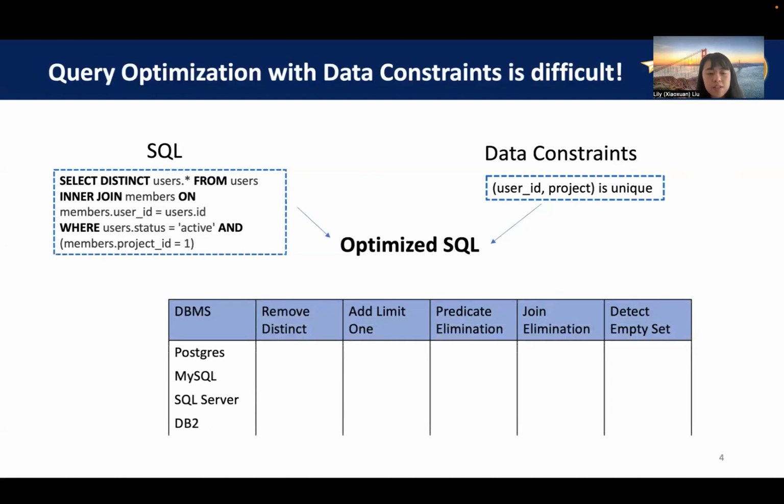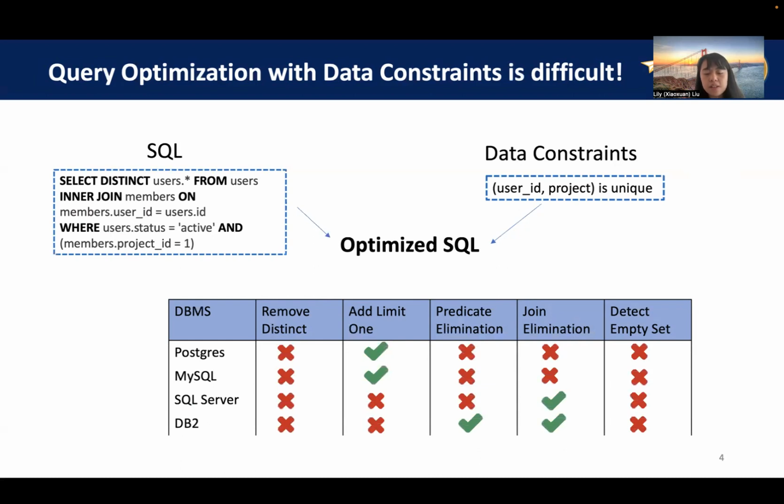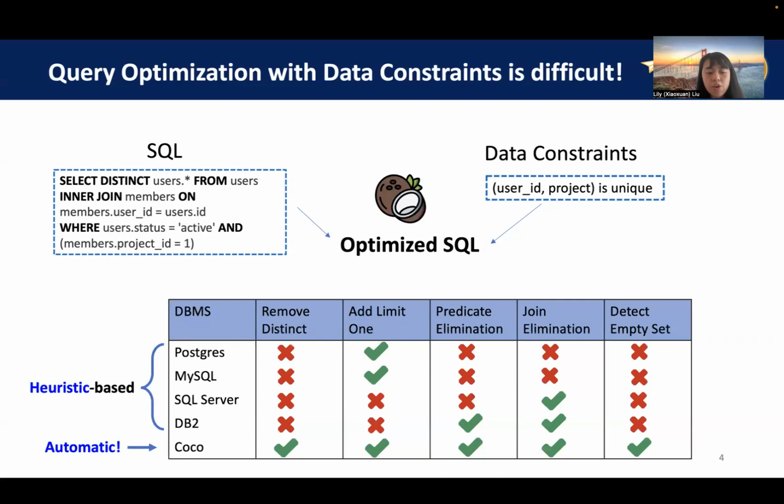We looked at existing open source and commercial databases, and we find that none of them can support all types of query rewrites we find in the literature. The main reason is that they are using heuristic-based methods, and the heuristics cannot cover all the cases. So the second contribution of COCO is that we develop an automatic way to leverage those constraints to optimize queries. It's not heuristic-based, and it can support different types of query rewrites automatically.